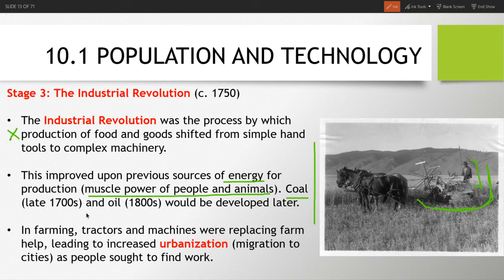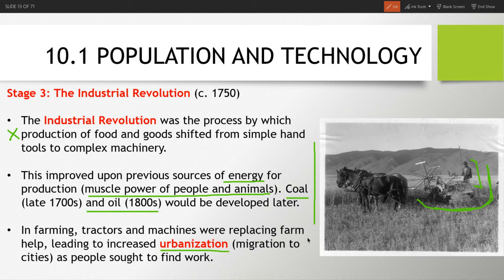We would also have oil discovered and developed in the 1800s, which would be used for production and transportation as well. In farming, you get tractors and machines replacing farm help, or people working on farms. Okay, leading to increased urbanization.